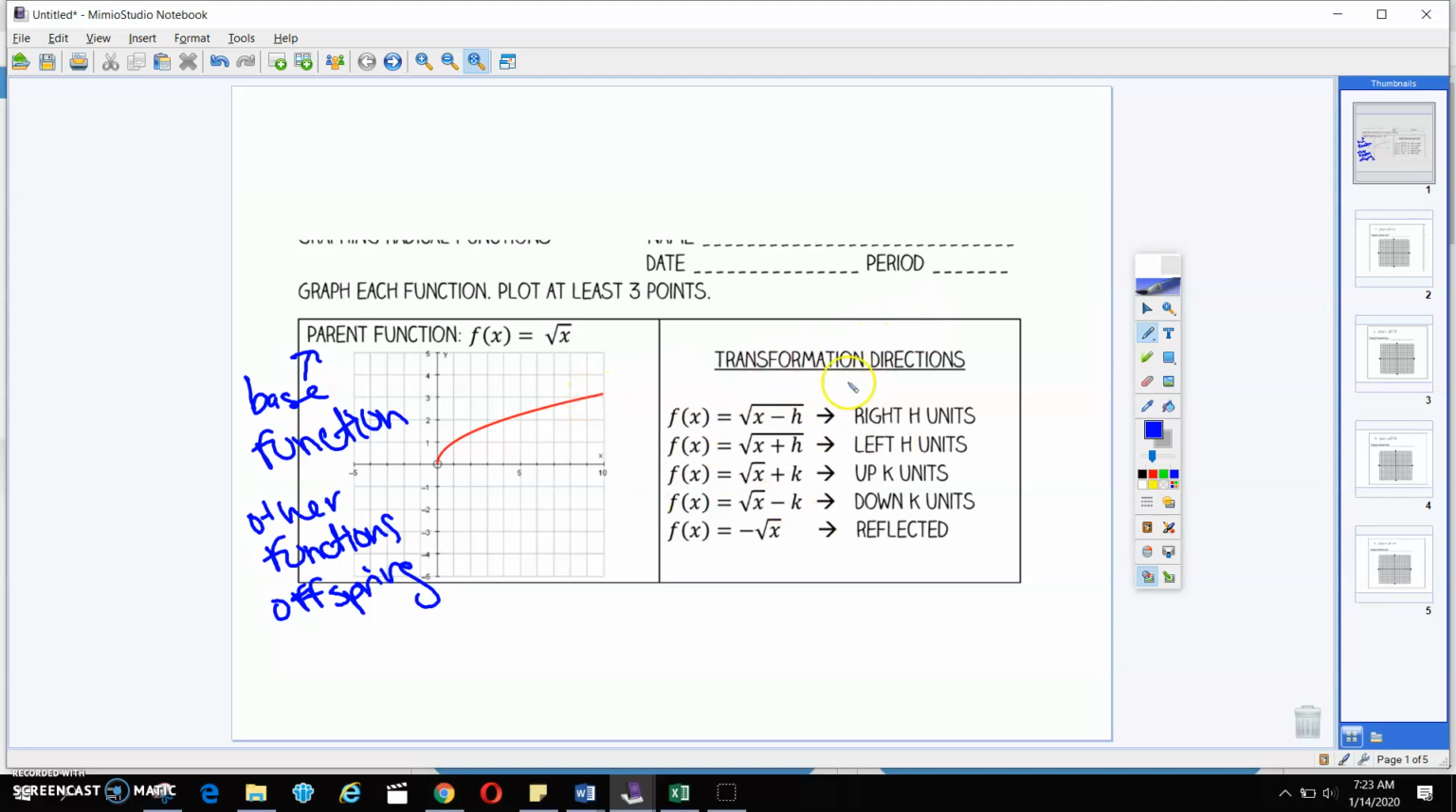There are these transformation directions. So if you have a negative underneath the radical, you're going to move h units. If you have a plus sign, you're going to move left units. If you have a number outside of the radical, you're going to move up that many units. If you have a minus that number, you're going to move down that many units. And if you have that negative, it's going to reflect over the x-axis. Okay, and the x-axis is right in here. So if I had a negative square root of x, that'd be like chilling down here, right? Look at that terrible graph.